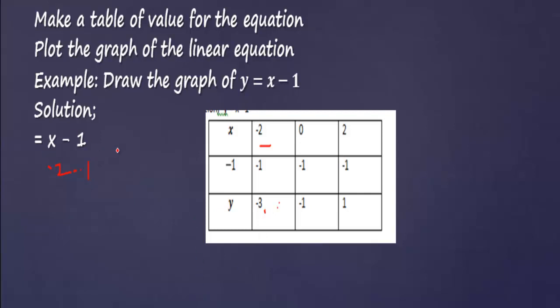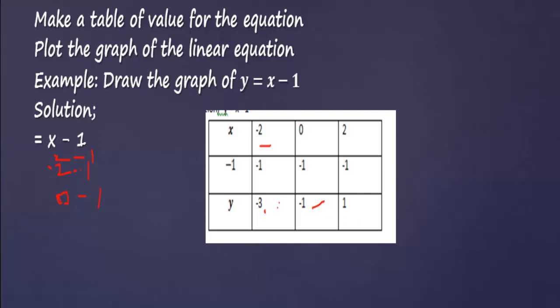So when x is 0, you put 0 in this place. It's now going to be 0 minus 1, which is now going to be minus 1. That's why we got this one. And then when x is 2, we just put 2 minus 1 is equal to plus 1. That's how they got that.